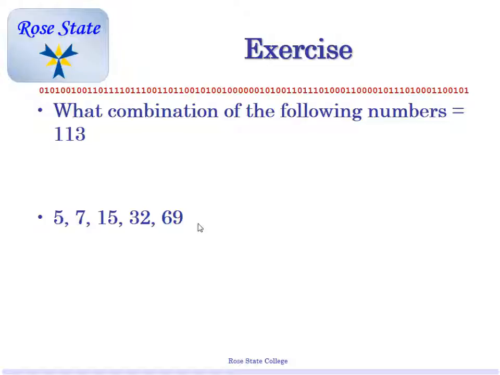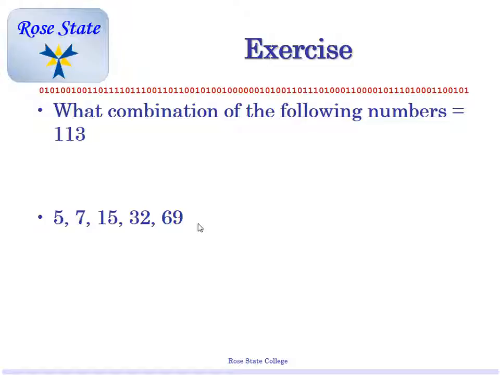So, 5 times what? 0 or 1? 1. Okay, 7 times what? 1. 15 times 0. 32 times 1. 69 times 1. So our answer is 1, 1, 0, 1, 1. Everybody see that? Everybody see that now? You have a question? Okay. So we wanted to know what combination of those numbers equals 113.